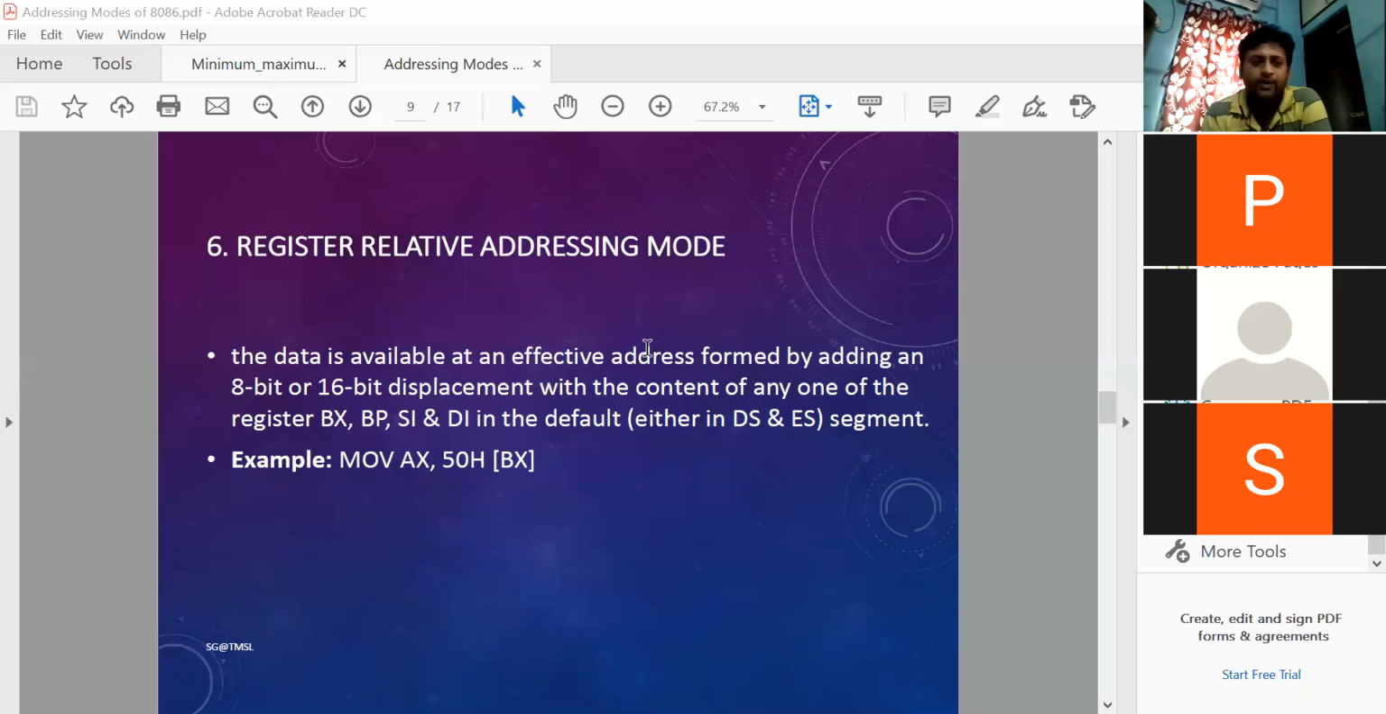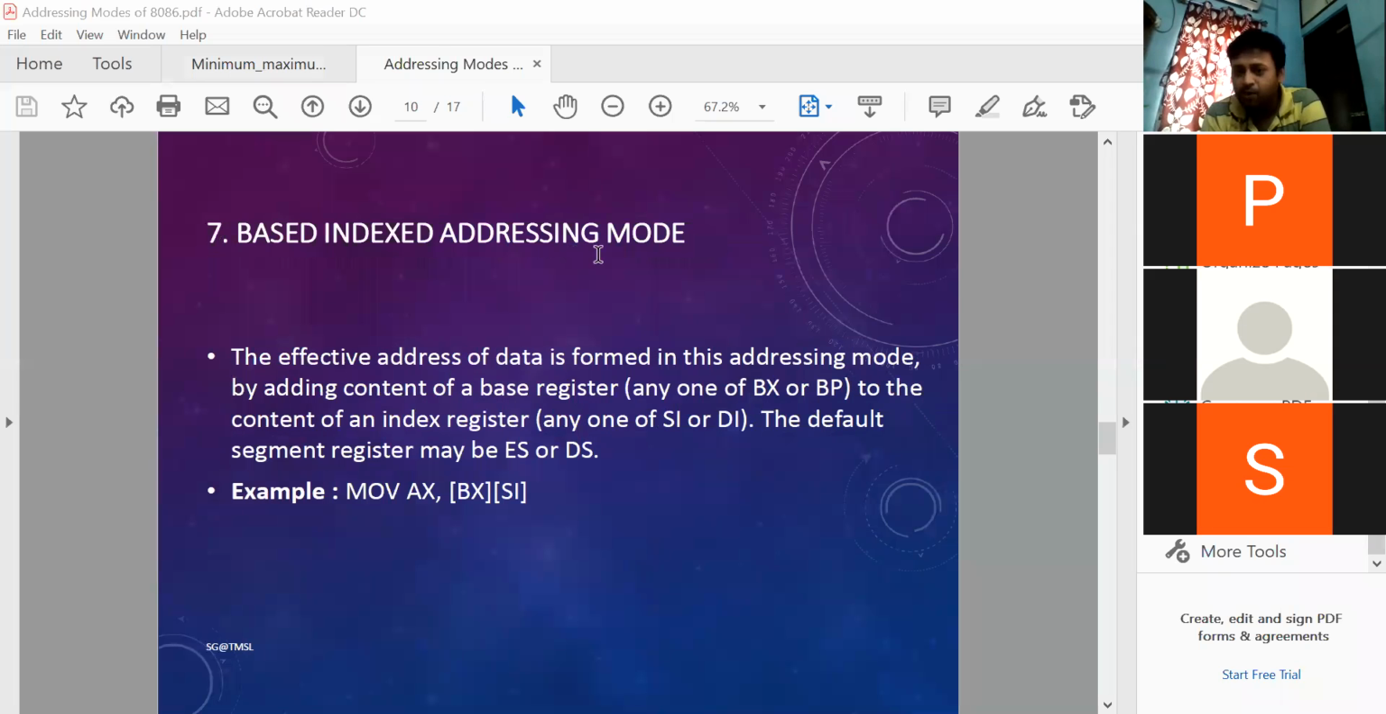Yes, sir. So go to the next addressing mode, which is base indexed addressing mode. According to the name, there must be one base register, which is BX, and one index register, which is source index SI. The instruction can be written as MOV AX, [BX][SI]. That's why it is called base index addressing mode. Under this type of addressing mode, the instruction is written this way: one base register and another index register. Clear?